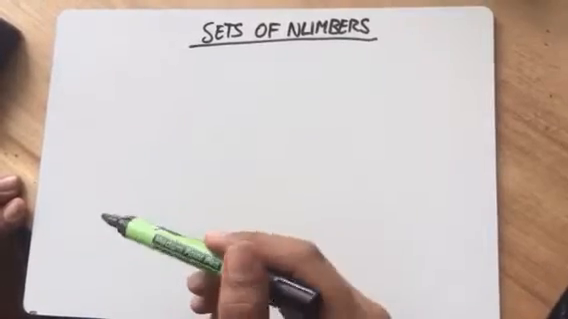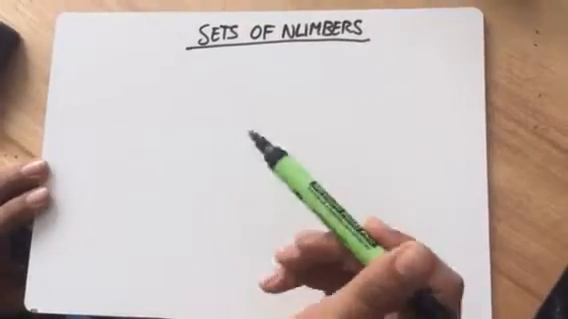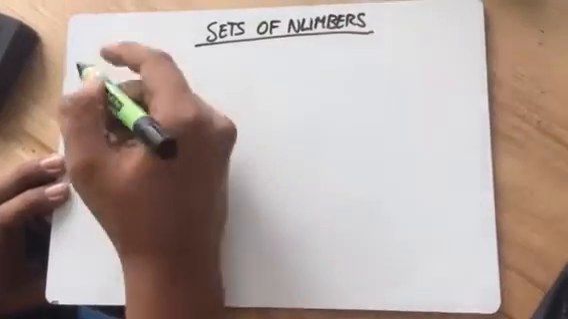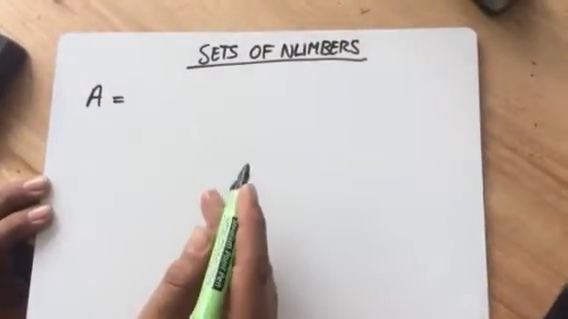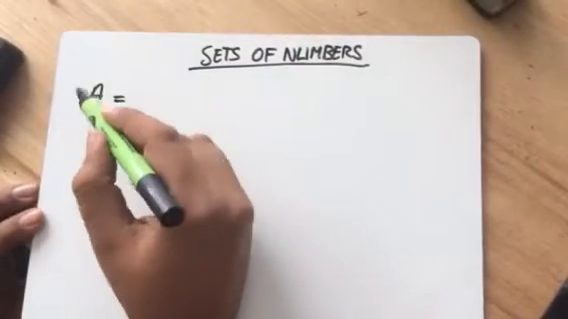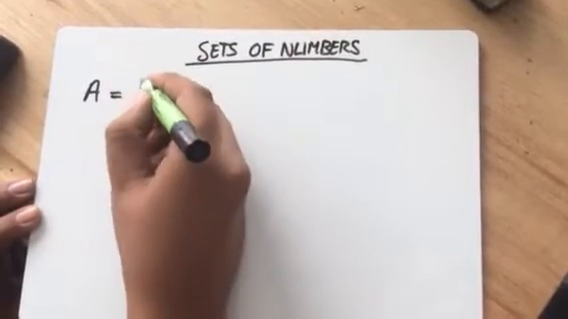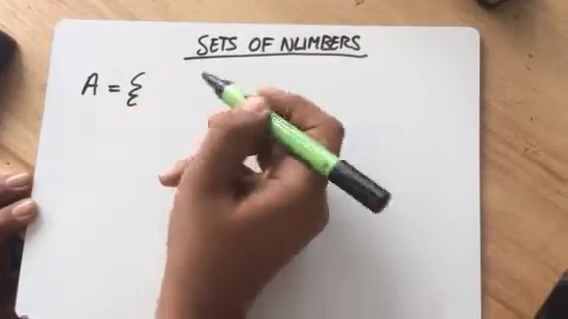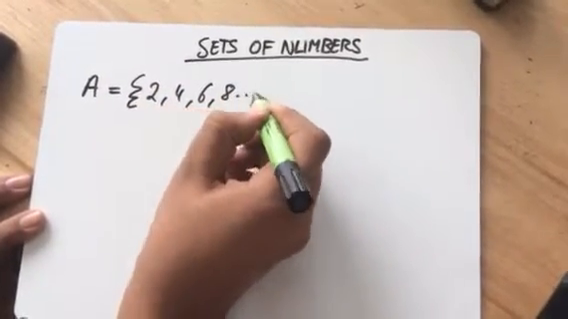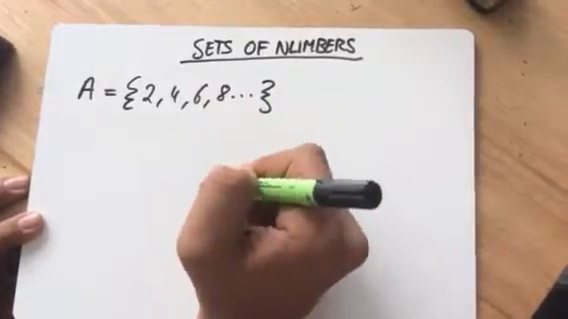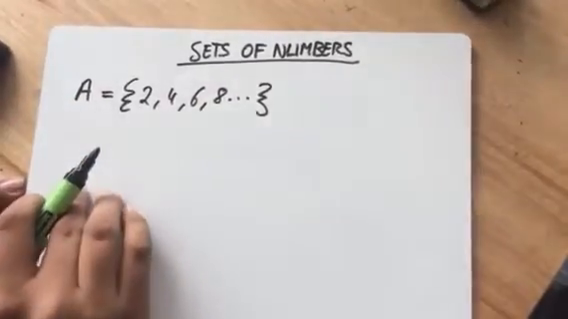A set is any well-defined collection of items, and the members of a set are called its elements. For example, let's have set A, and this is all about even numbers. The elements of a set are put in curly brackets. Since they're even numbers, that would be 2, 4, 6, 8, etc., all the way up to positive infinity. So that is the set of even numbers.